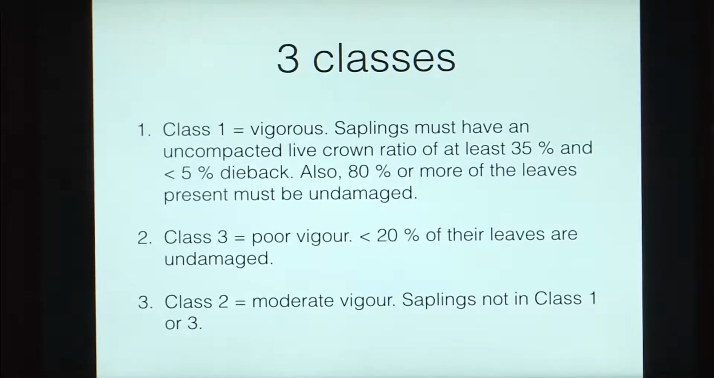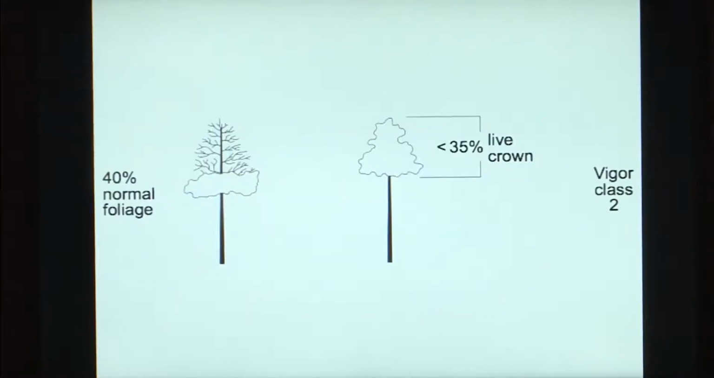Now, the third class, as we can see on the slides now, is the class 2 that we had left before. This is the moderate vigor class. Any saplings that are not in class 1 or class 3 are put into class 2. Why is that so? Because it is easier to distinguish class 1 saplings and class 3 saplings. So, anything that does not form class 1 or class 3 gets into class 2. Here we have some examples of class 2.